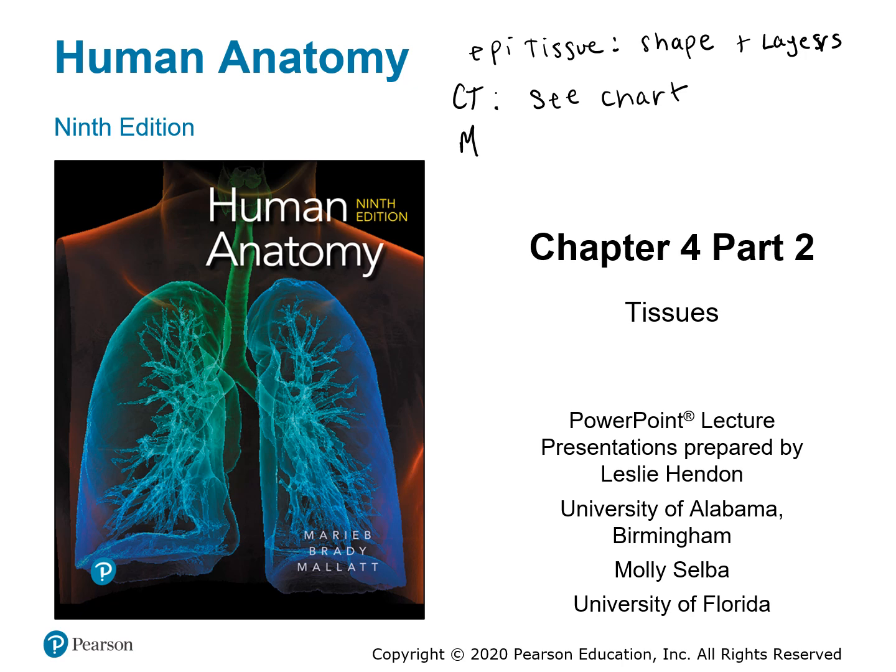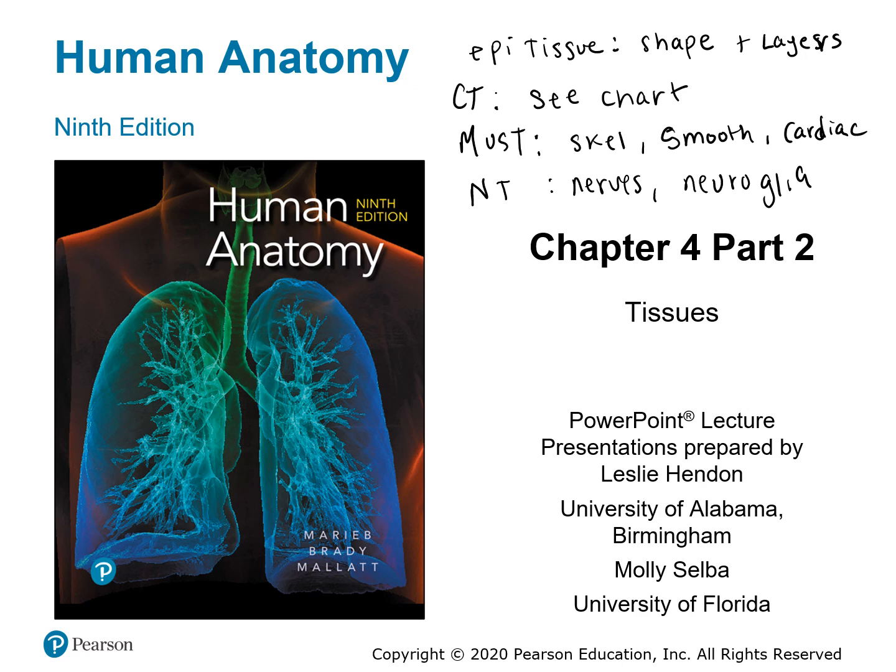Muscle tissue. There's 3 different types of muscle tissues. What are they? Skeletal. I heard them both. Smooth and cardiac. And then what's our last tissue type? Nervous tissue. Right? That's mostly going to be your nerves, neuroglia, etc. Okay?